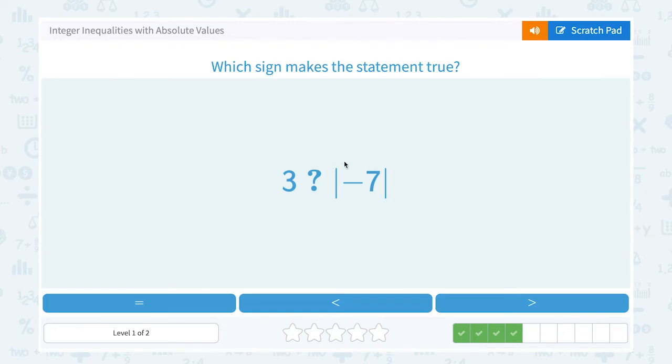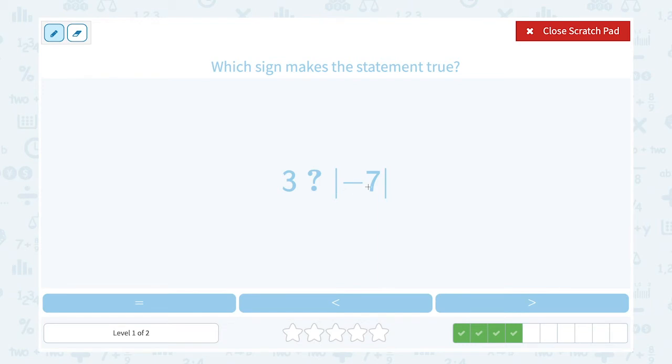Three compared to the absolute value of negative 7. And we want to know, is it equal, less than, or greater than? Okay, well, the absolute value of negative 7 is positive 7. So we would say 3 is less than positive 7. Remember that absolute value is a distance from 0, and distance is always positive.